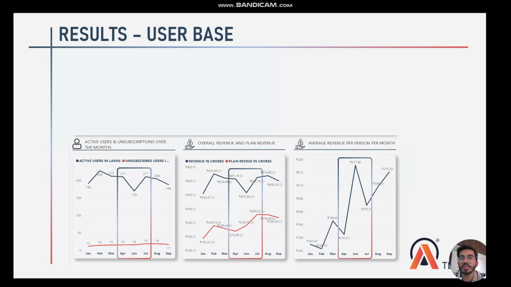Let's talk a little bit about the user base here. What you are seeing here are three different graphs. The first one is about the active users and the number of unsubscribed users in lakhs, the second one is about the overall revenue compared with the planned revenue, and the third one is about the average revenue per person per month, right? And these have been plotted against the months.